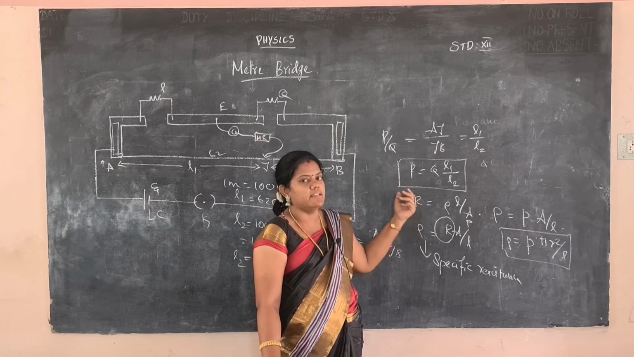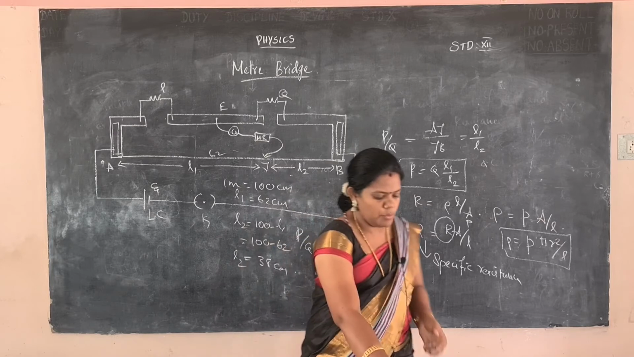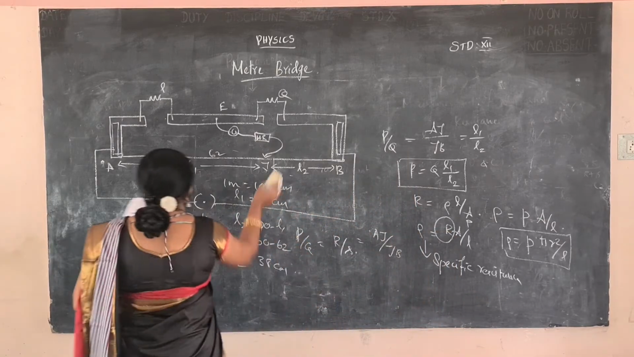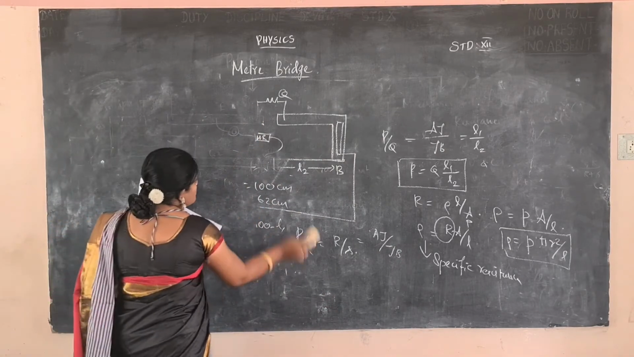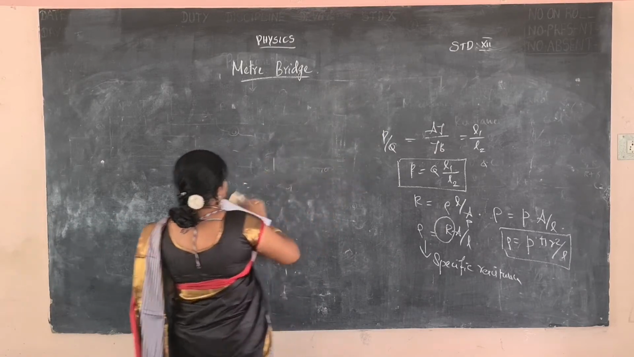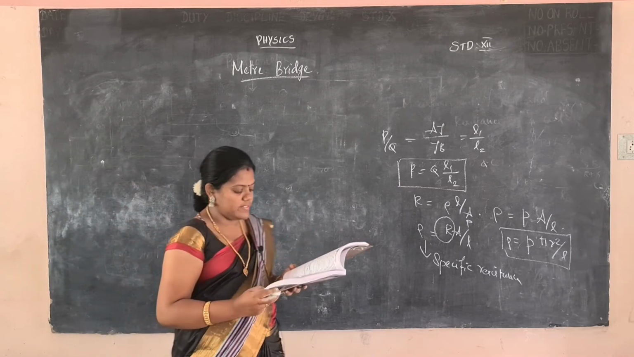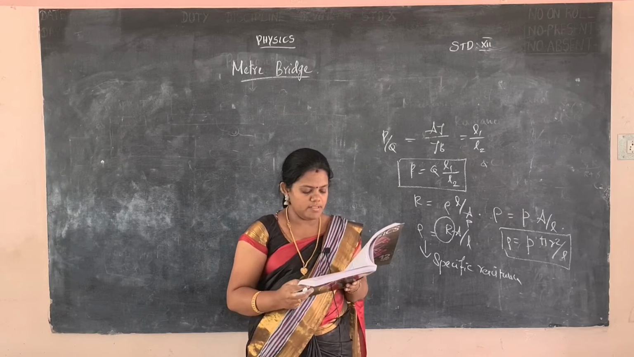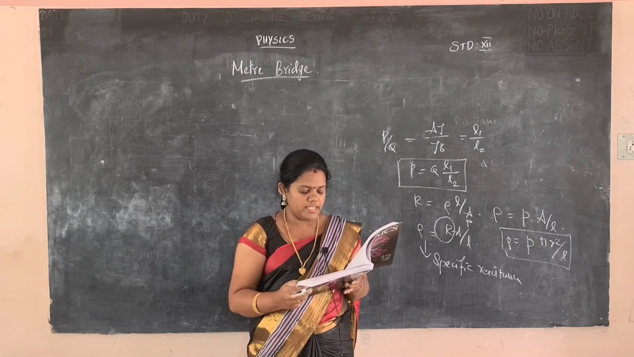I will explain it again in the lab with the components. Okay, next we will see some problems in our book. So the first one, example problem 2.25. In a meter bridge experiment with a standard resistance of 15 ohm in the right gap, the ratio of balancing length is 3:2. Find the value of the other resistance.